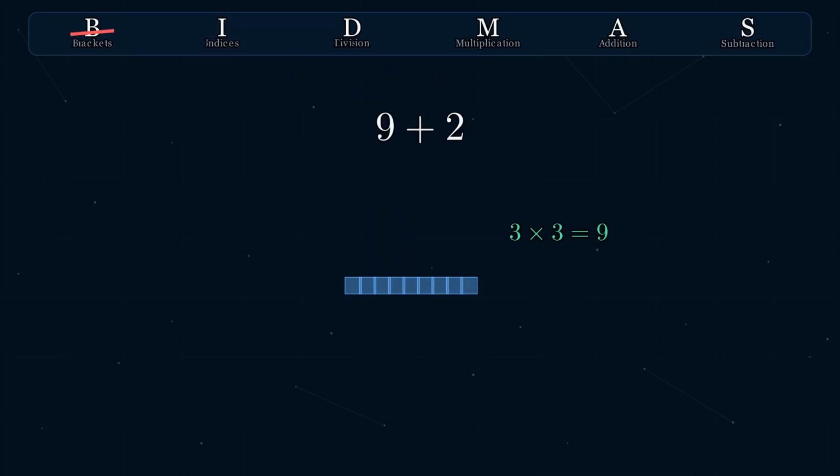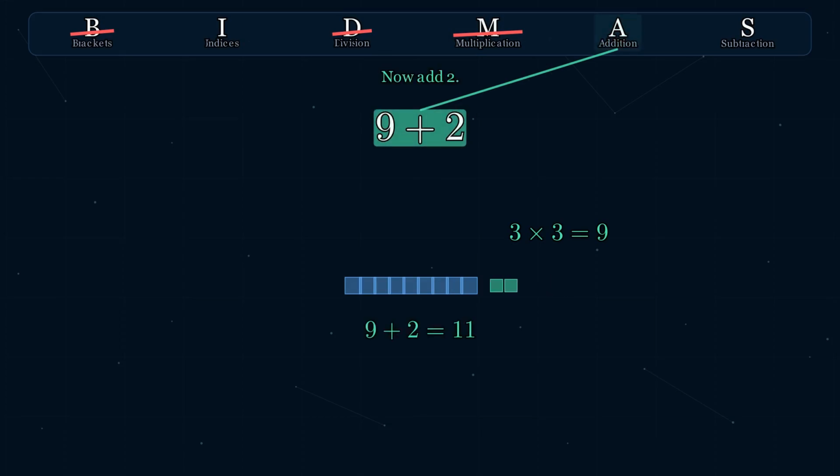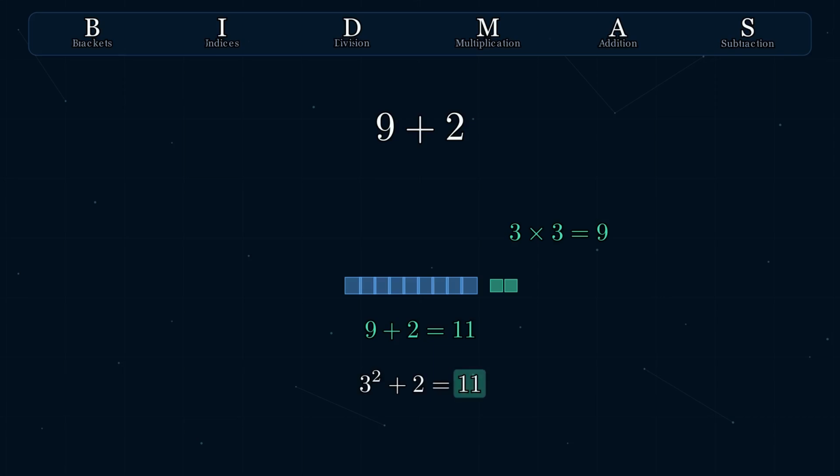Now we have 9 plus 2. There is no division. There is no multiplication sign left. Now addition. 9 plus 2 equals 11. There is no subtraction, so the answer is 11. Squared means you are making a square.